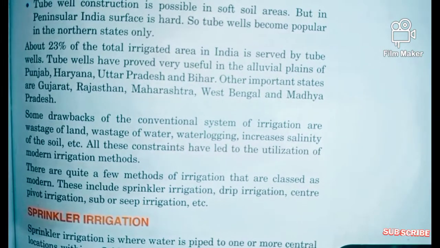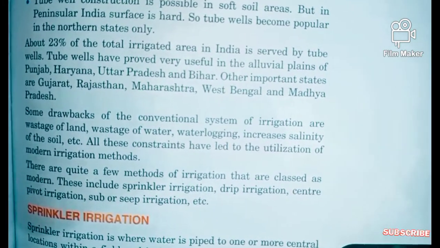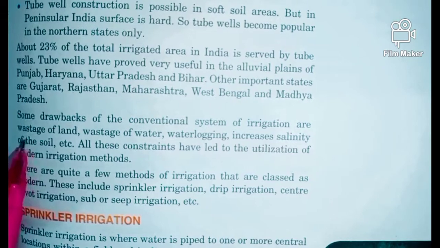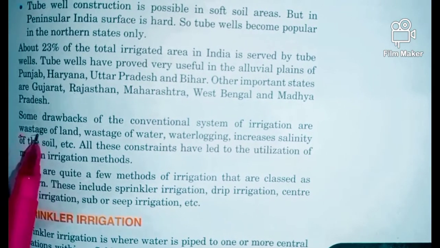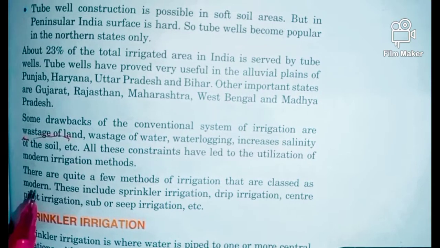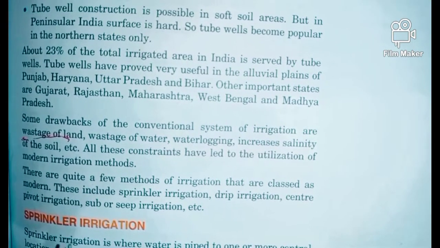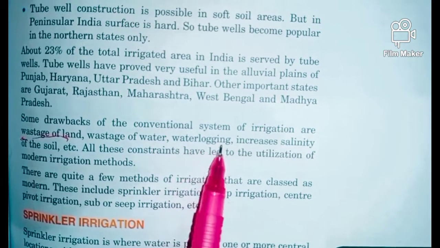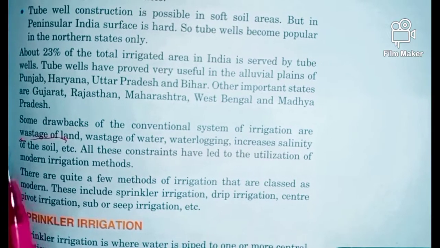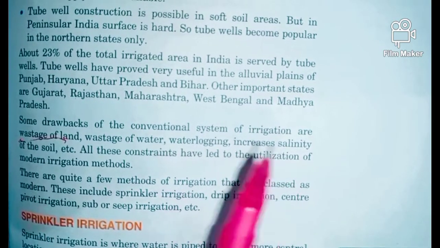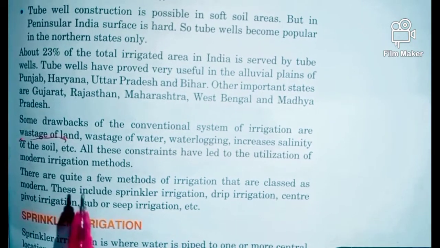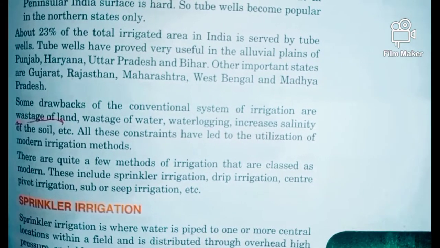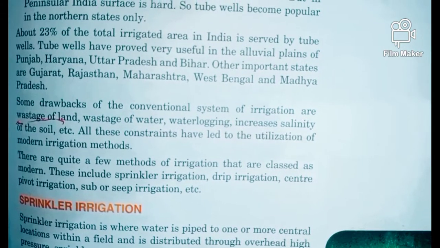These are some of the important conventional types of irrigation systems we have in India, and they are widely used. But one problem all three have is the wastage of land, because lots of land is required in conventional irrigation facilities. Second, there is a lot of wastage of water too. Somewhere there is water logging, just like in canals, and that increases the salinity of the soil. Because of these problems, these are not sufficient and cannot be utilized to the full extent to complete the needs of water.